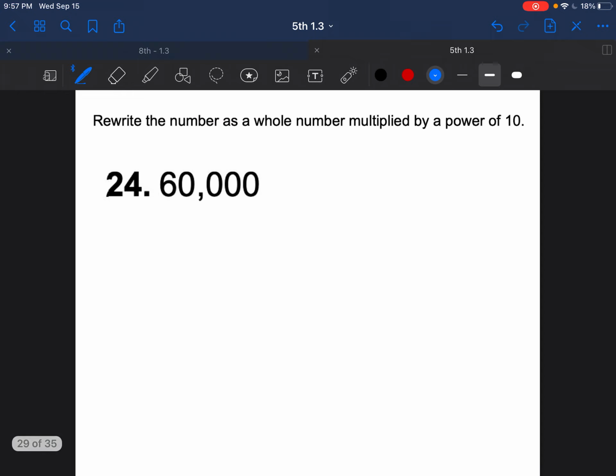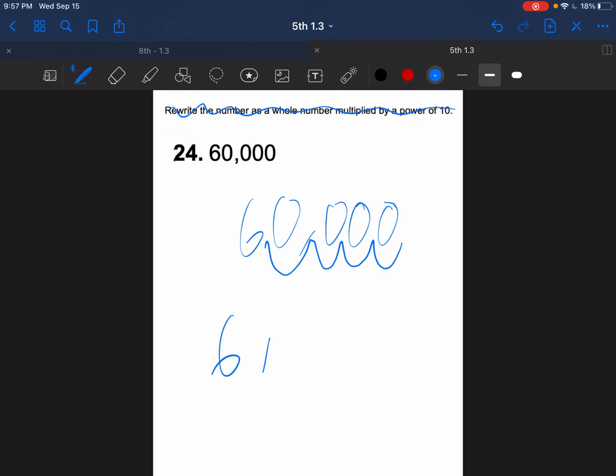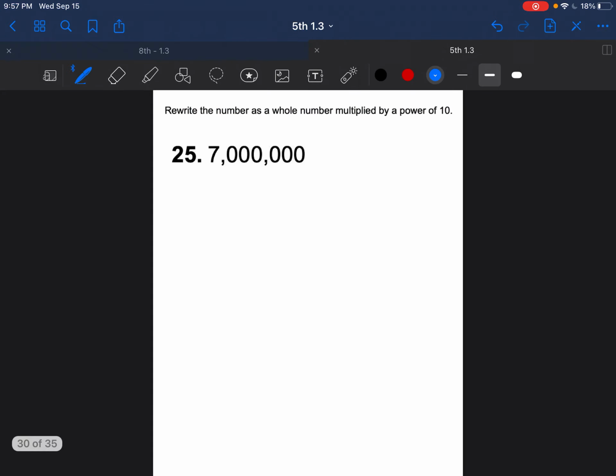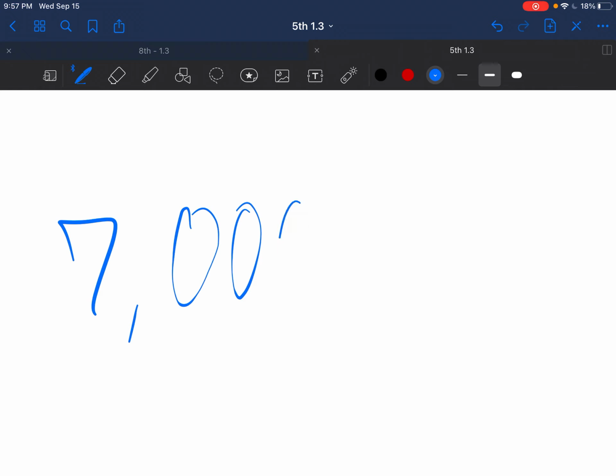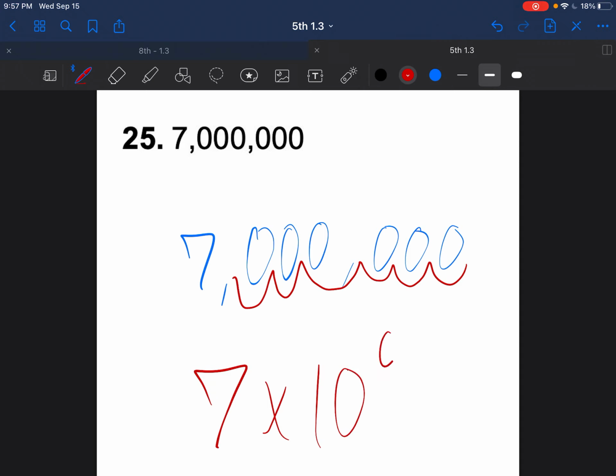24. Remember, press pause, write down the question. You do not have to write this down. Let's show our work. 6, 1, 2, 3, 1, 2, 3, 4. So the answer is going to be 6 times 10 to the 4th. Let's try another one. That was 24. Let's go to question 25. Whoa, this is a big one. So let's see. 1, 2, 3. 1, 2, 3. So now let's count our bunny hops. 1, 2, 3, 4, 5, 6. So this one's going to be 7 times 10 to the 6th.